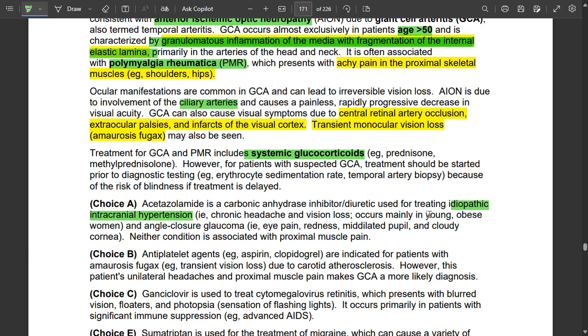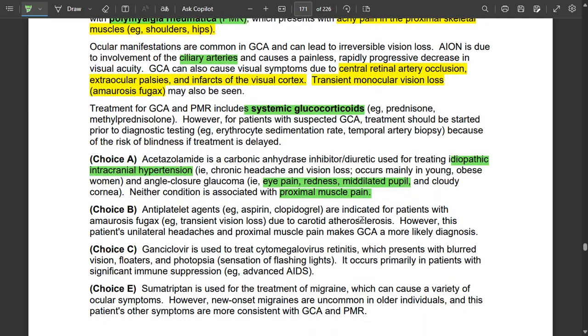IIH presents with chronic headache and vision loss, primarily in young, obese women. Angle closure glaucoma presents with eye pain, redness, mid-dilated pupil, and cloudy cornea. These conditions do not have proximal muscle pain. Proximal muscle pain is more indicative of polymyalgia rheumatica or giant cell arteritis, because giant cell arteritis also has proximal muscle pain.